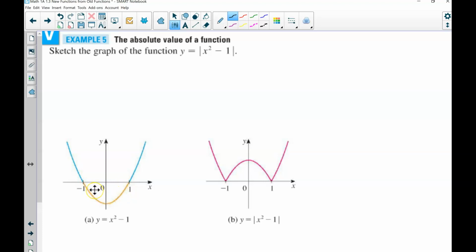So what you see here is that we would then reflect the part of the graph here about the x-axis to then obtain the graph of y equals the absolute value of x squared minus 1. Now here you can see that between -1 and 1, the value is negative. But since we're dealing with the absolute value, this curve now is above the x-axis because it now is positive due to the absolute value function.